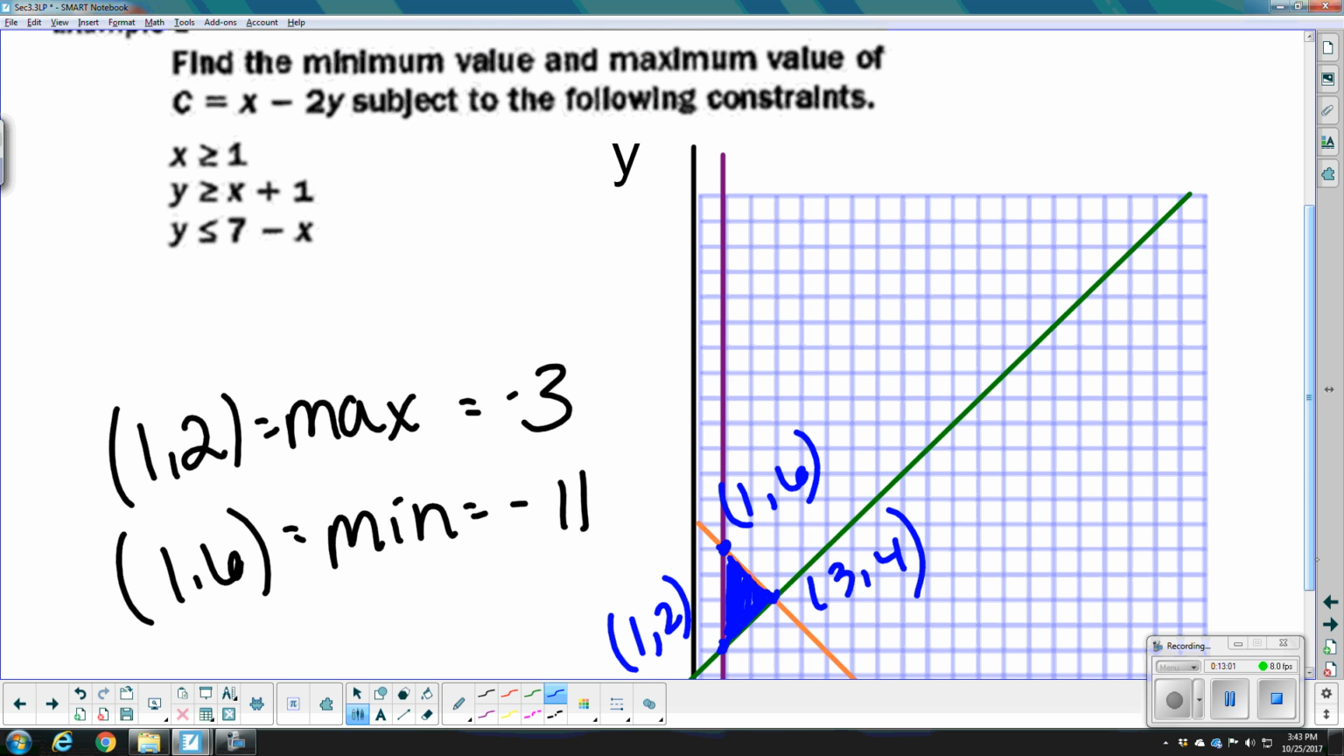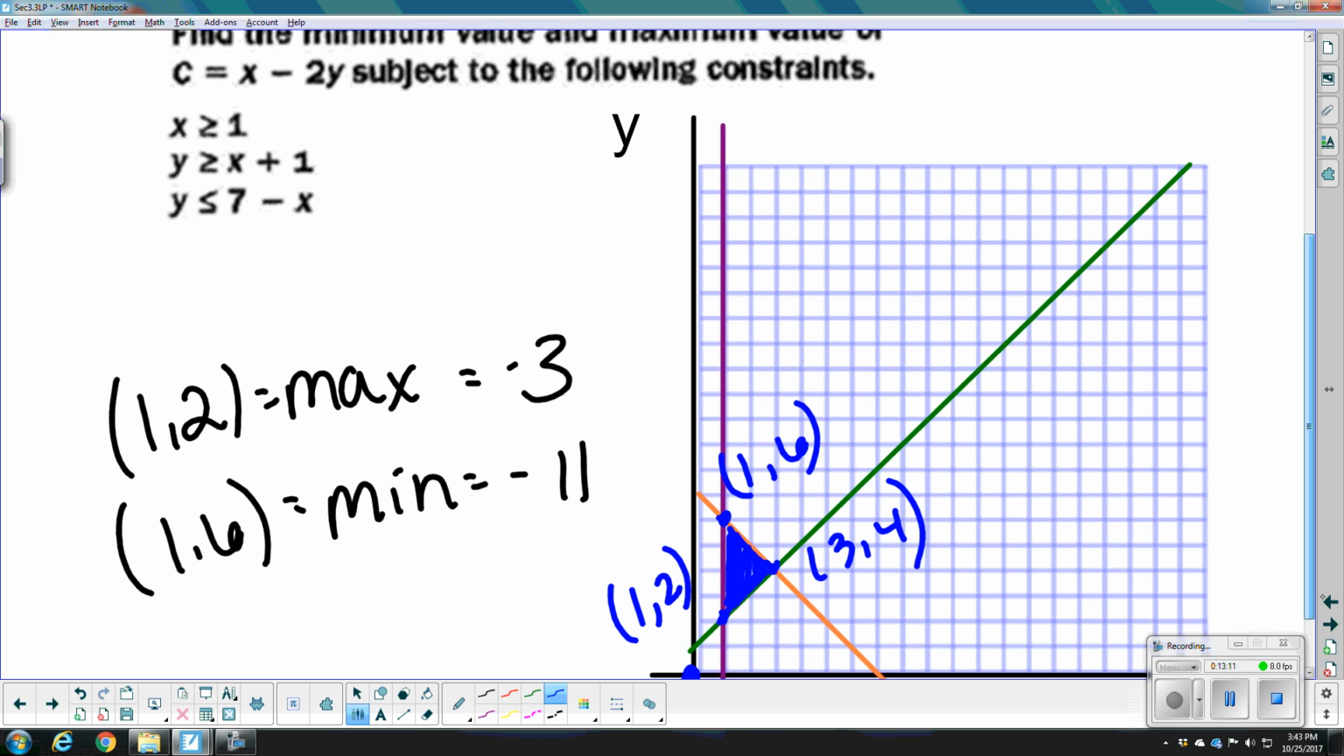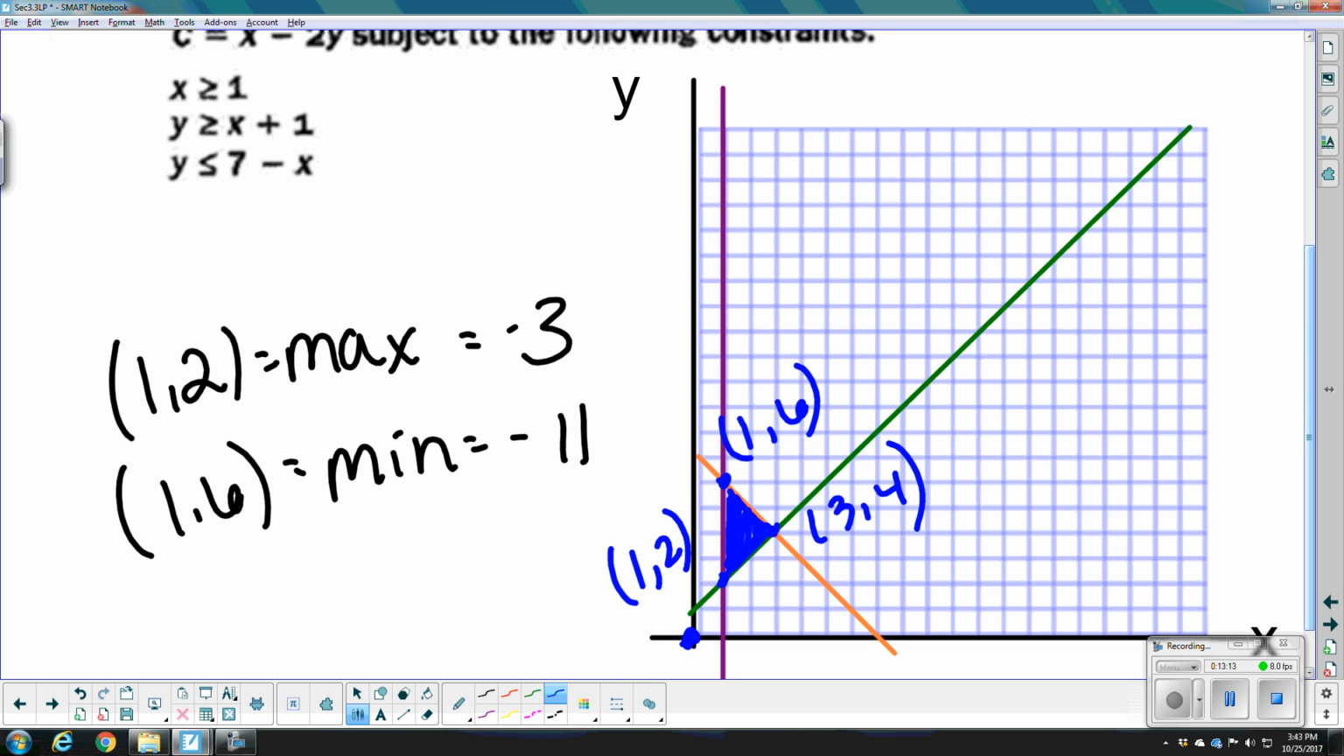But we still need to graph x is greater than or equal to 1, and that's the purple line that you see. The second one, y is greater than or equal to x plus 1. That's a y-intercept of 1 and a slope of 1, so that is the green line that you see.